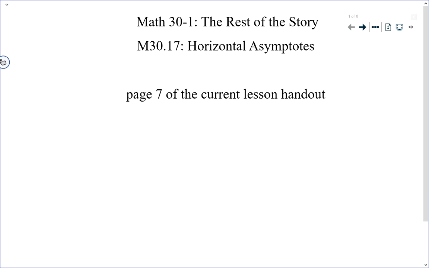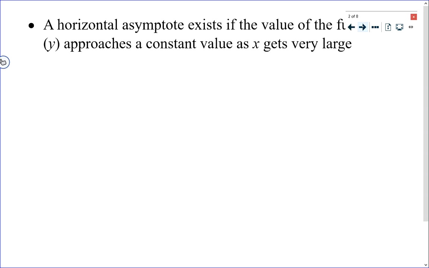We're going to be looking today at lesson 30.17, which deals with horizontal asymptotes, and this is on page 7 of your current lesson handout. It's a very, very short lesson. We're going to be learning what a horizontal asymptote means and how we can find the equation of the horizontal asymptote, or the location of the horizontal asymptote, using a couple of different methods.